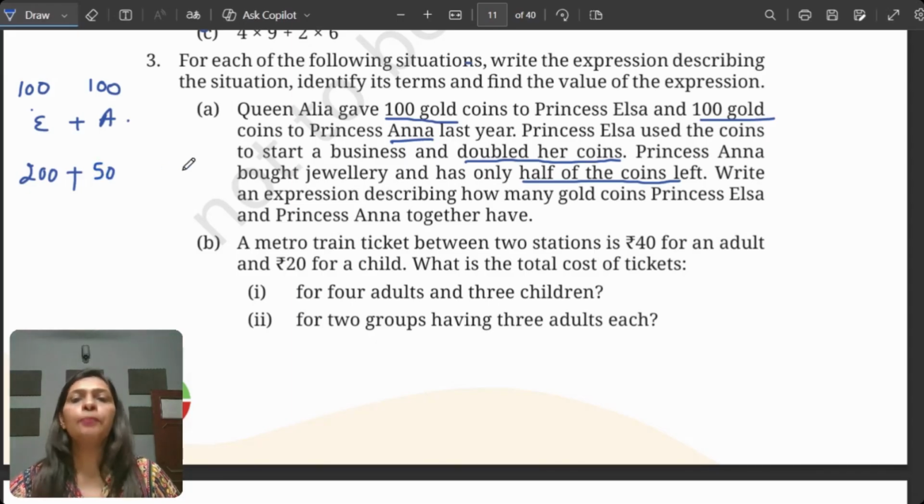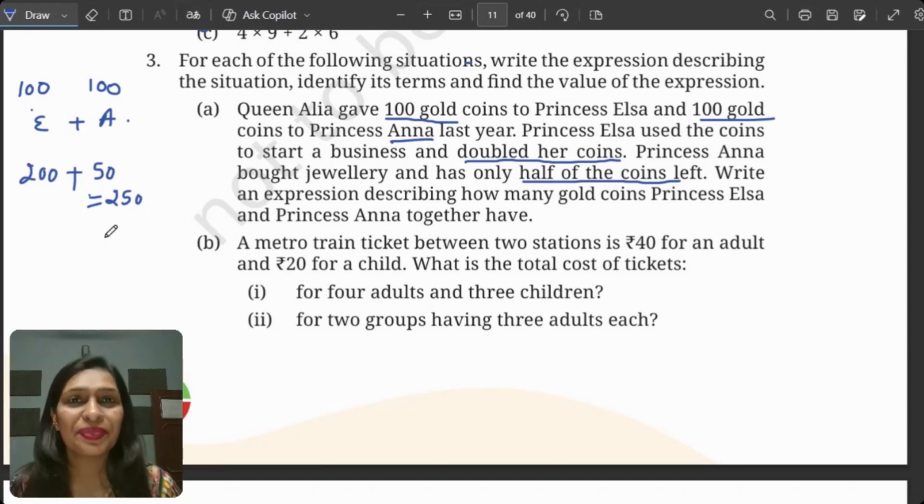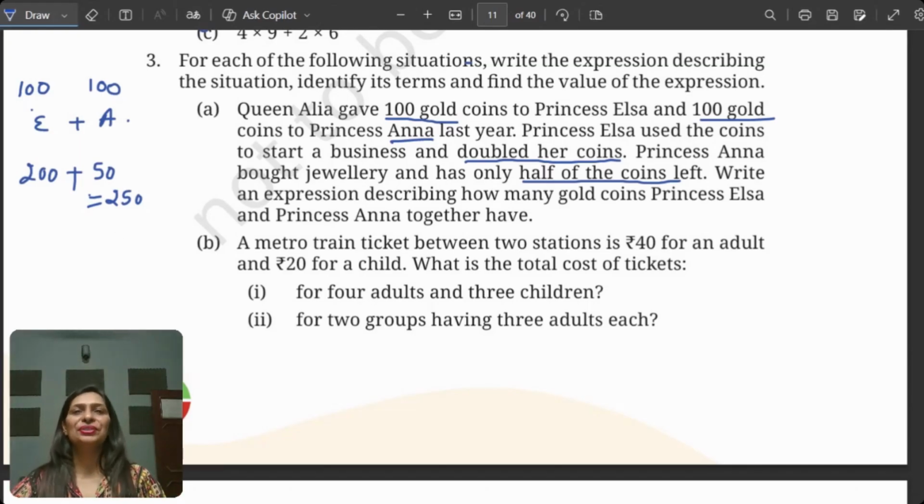So together, how many? We have to write an expression describing how many gold coins they have. So the expression is 200 plus 50. But if you want the final answer, that together how many coins they both have, the answer would be 250 coins. All right, easy peasy. Okay, let's go to question 3B part.